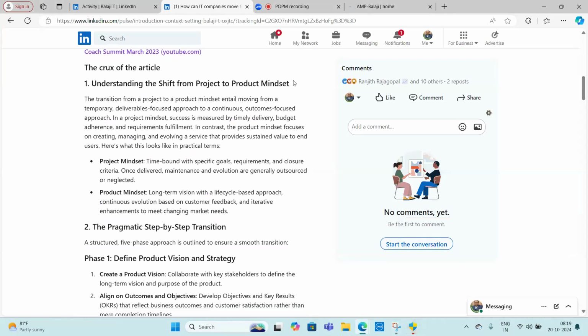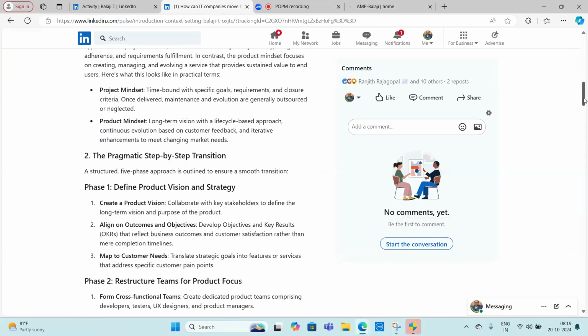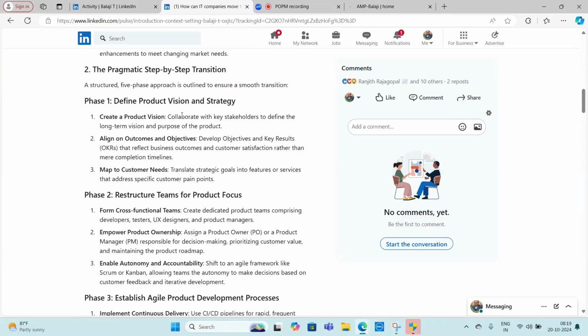Understand the shift from project to product mindset. What do you mean by project mindset? What do you mean by a product mindset? And then here I have given some pragmatic approaches. Like, first you begin with the vision. Then you focus on the strategy.